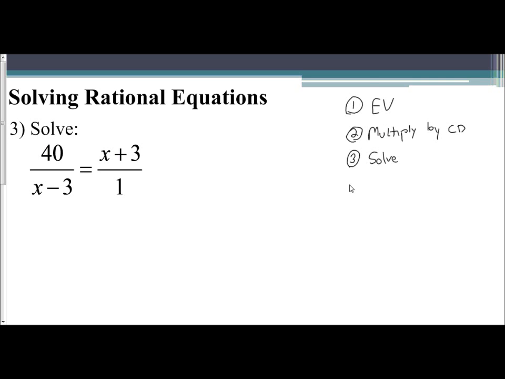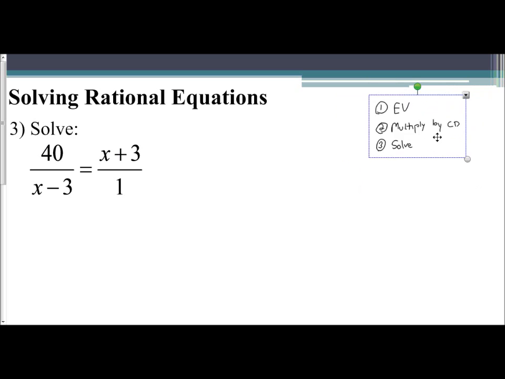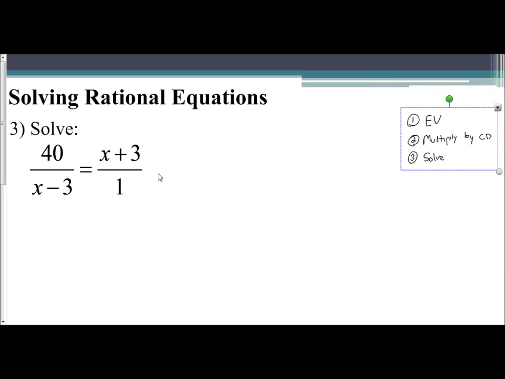These are the three basic steps for solving a rational equation. Now, we can apply these same steps to these two examples. However, we don't have to. And let's take a look at why we don't have to.